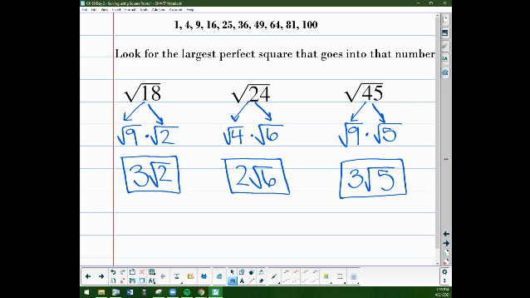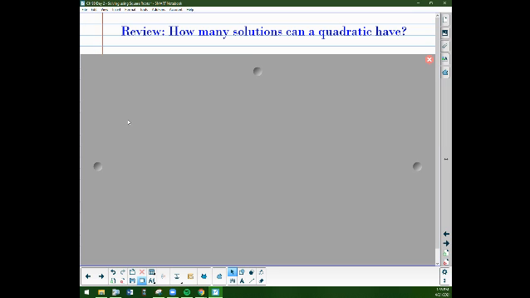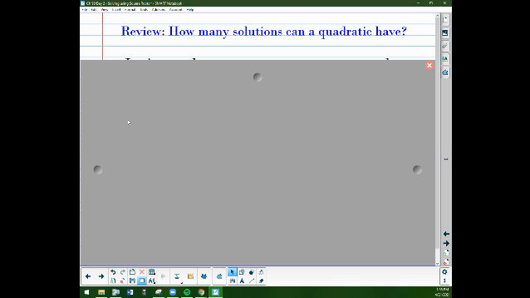All right, that's our first part of our learning target. It's important that we know how to do those. Okay, now let's get into solving quadratics using square roots. All right, quick review question. How many solutions can a quadratic have? We can have 0, 1, or 2. Remember, we can have 2 solutions. So when we're solving using square roots, we should almost always have 2 solutions.